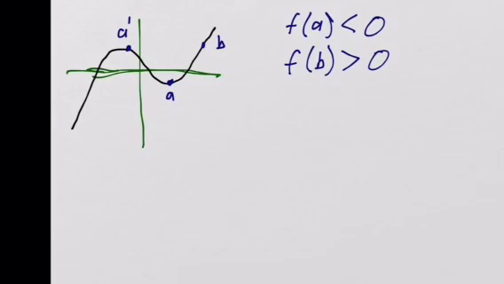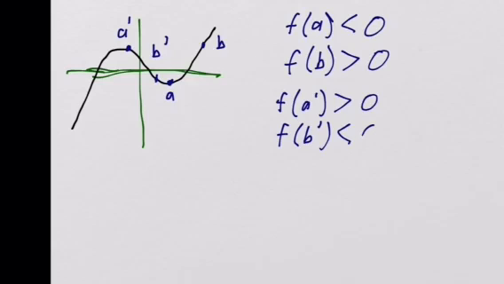I do want to point out this also applies if I chose A prime and B prime there, where we have f of A prime is greater than 0, and then f of B prime is less than 0. Just so long as they have opposite signs.